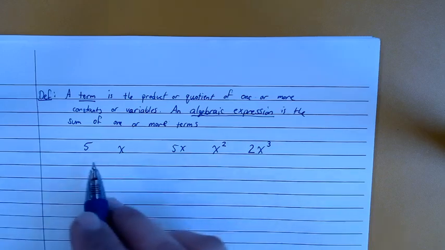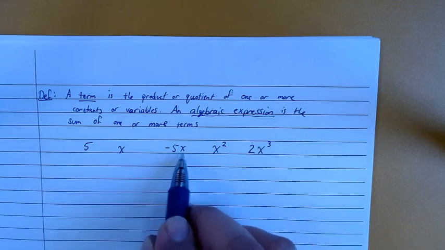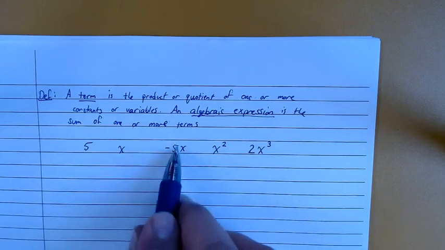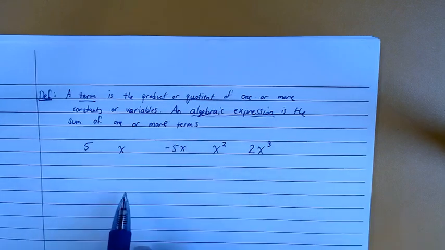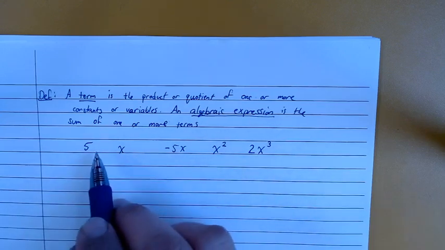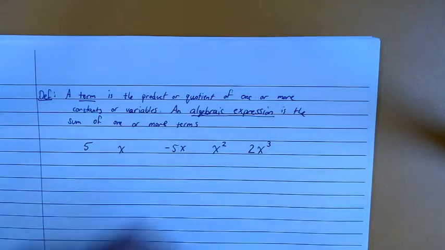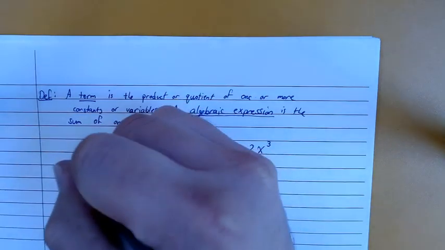Now, there's nothing that says that these terms can't be negative. Here, I can say minus 5 times x. After all, that's a number times a variable. Right? So, we have 5 different terms here. You notice that some of them are just numbers. In fact, just this one right here. This is called a constant term. Whenever you have a term that is just a number, this is called a constant term.